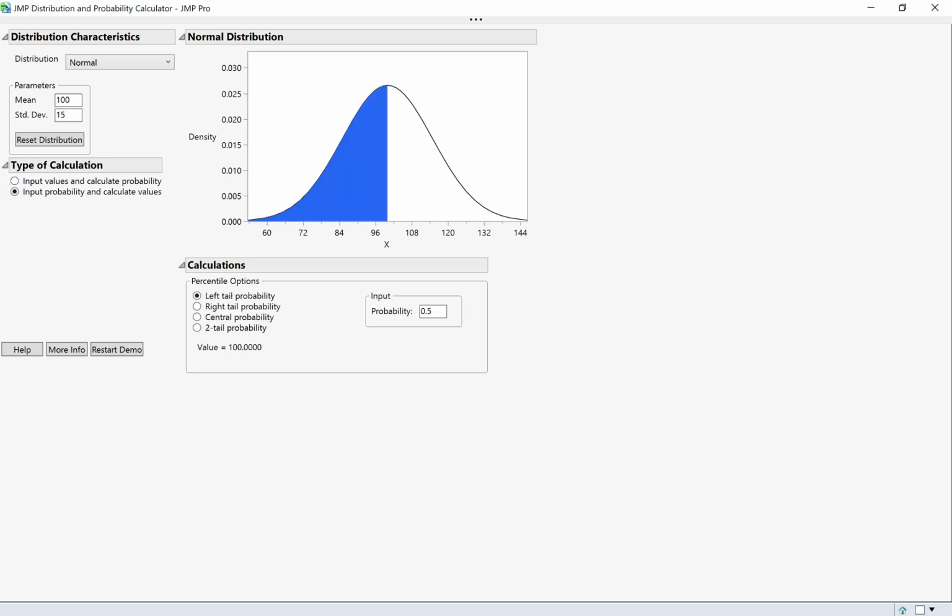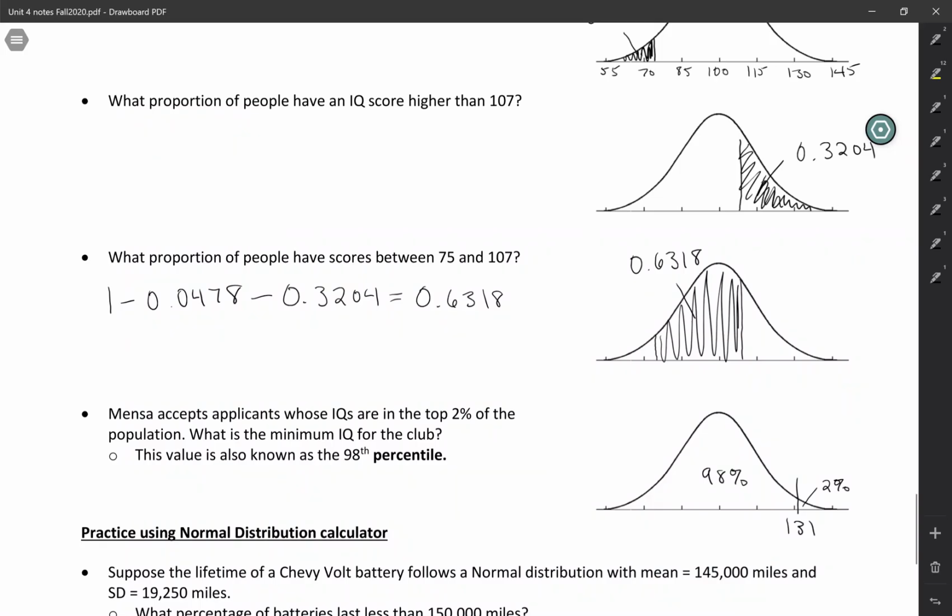So we're looking at 2%, but I have to put this in as a proportion. So I'm going to do 0.02. But notice this is showing the bottom 2%, and I'm interested in the top 2%. So I'm going to change this to the right tail probability. So if I round to the nearest whole number, this gives me an IQ score of 131. So a person with an IQ score of 131 is at the 98th percentile.